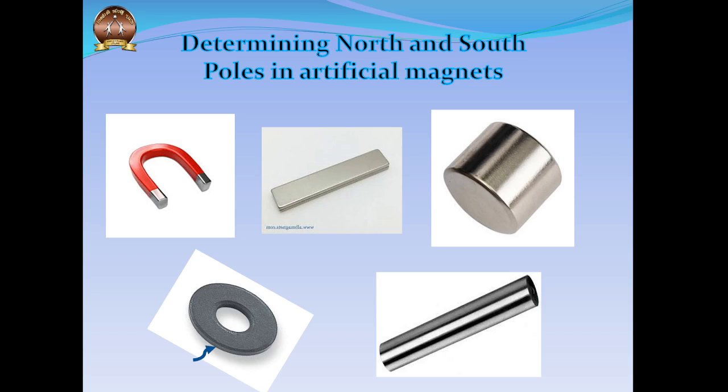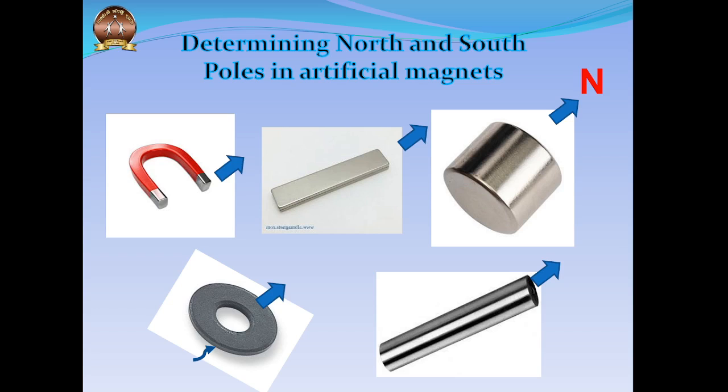So let's determine the north and south pole in artificial magnets. How can we do it? We can do this using the simple property of attraction or repulsion of unlike poles and like poles respectively that we see in magnets. If we know the north pole, then the pole of those magnets which is going to repel away from the north pole of another magnet would be the north pole of these magnets.